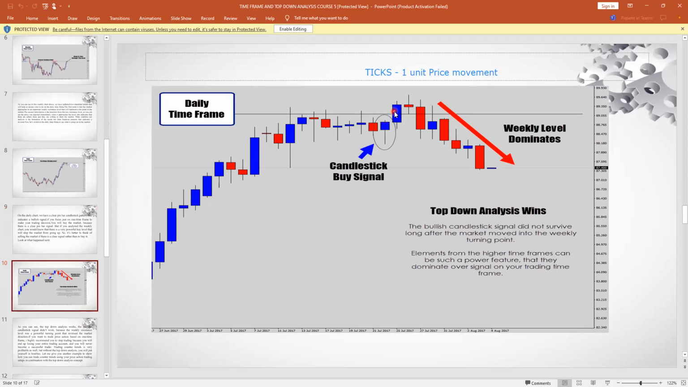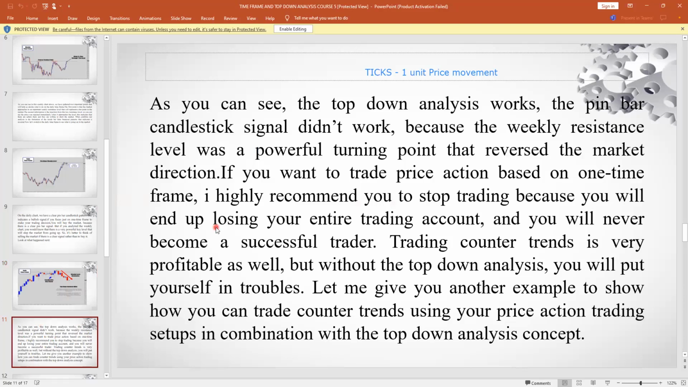Now that the daily time frame has finished its move, as you can see, price fell. You can all see that. So as you can see, the top-down analysis works. And it's because of the top-down analysis that the candlestick signal, that pin bar that we saw on the daily time frame, didn't work. It was because of that weekly resistance.